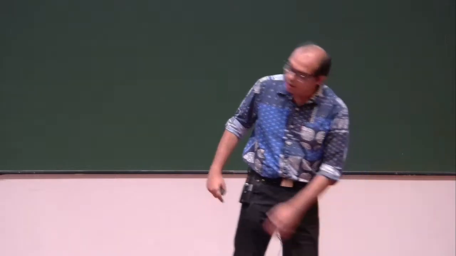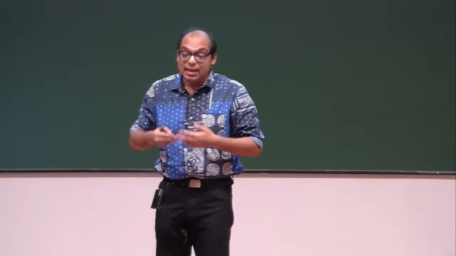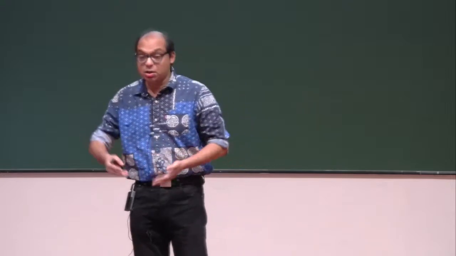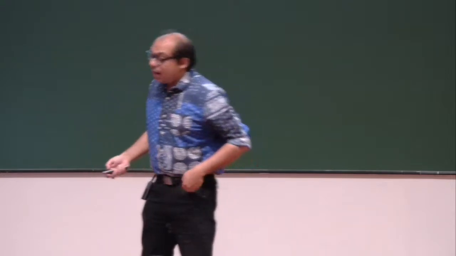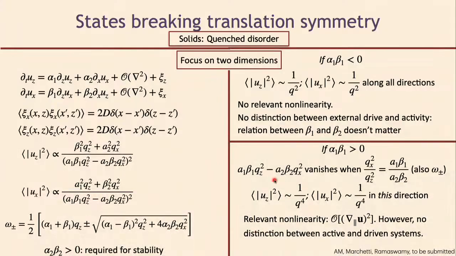If you're running past an arrow that's pointing in some direction, you've forgotten about the arrow after some time. Okay. But a fluctuation moves with the sound speed. If the sound speed vanishes for certain fluctuations, that means for those fluctuations, a quench disorder is like a quench disorder. And therefore, in those specific directions, uz squared and ux squared scale as 1 over q to the power 4, not as 1 over q squared. And then there are relevant nonlinearities for gradients in that direction.